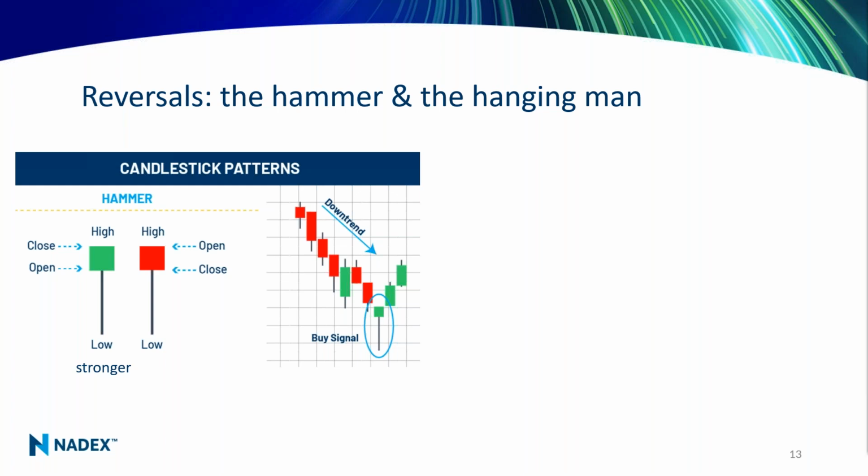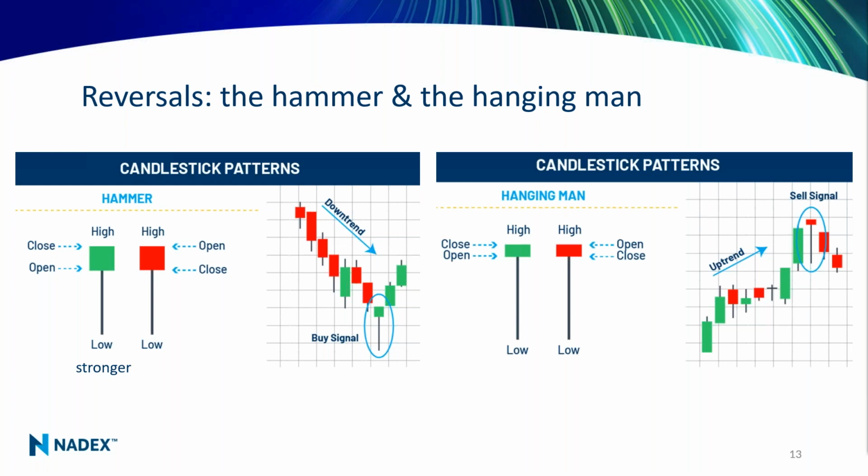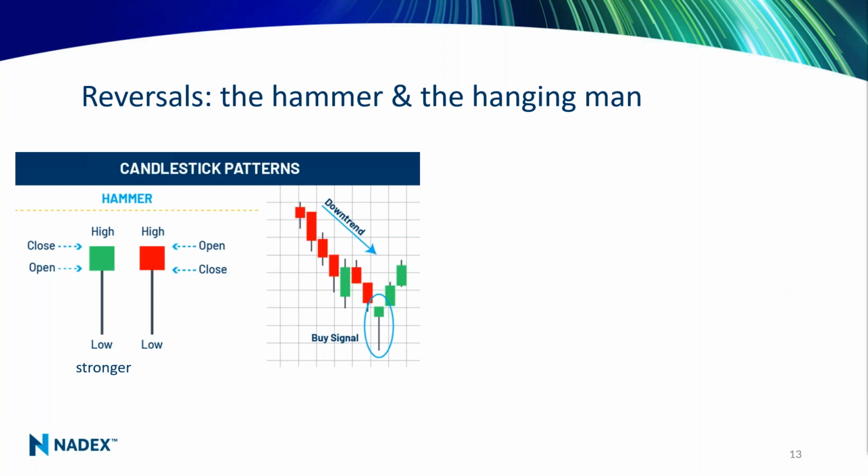Now, where do we look for a hammer? If you're looking at the chart on the right-hand side, the hammer is a buy signal. The hammer is a buy signal. And where do you look for a hammer? You're having a downtrend. So something is in a downtrend. It's going down, it's going down, it's going down, and then you get this hammer candlestick. Now, what is that hammer candlestick showing you?